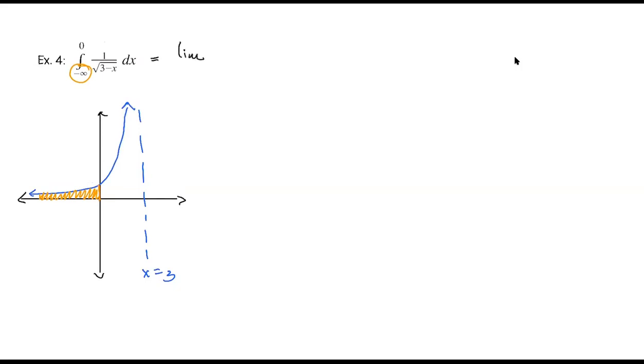So let's take a limit as t approaches negative infinity, and call that bottom limit t and the top one 0. And I'm going to rewrite this as the integral of (3 minus x) to the negative 1/2 dx. Okay.